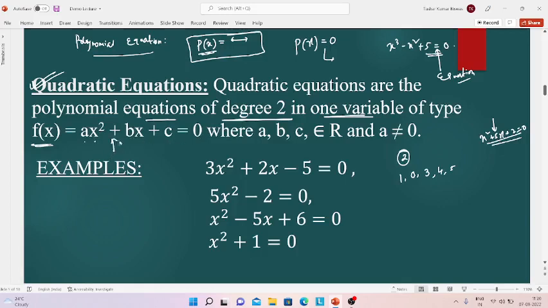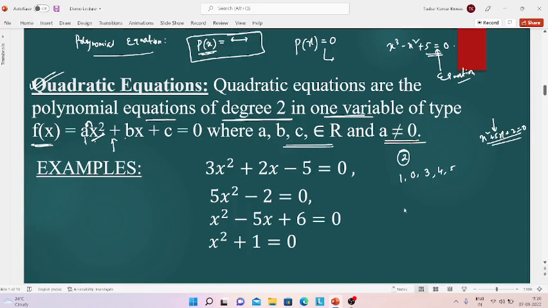As you know what a polynomial equation is, a, b, c are real numbers, that is, they belong to the real numbers. Another condition added to this concept is that the part multiplied with x², the highest power of x, is not equal to 0. I mean that a is not equal to 0.